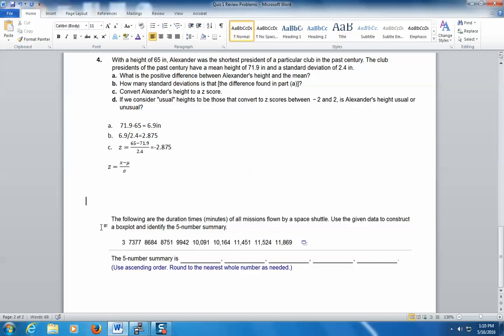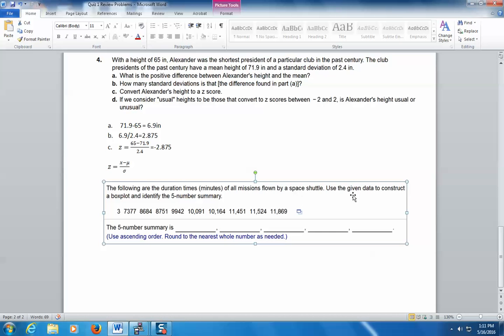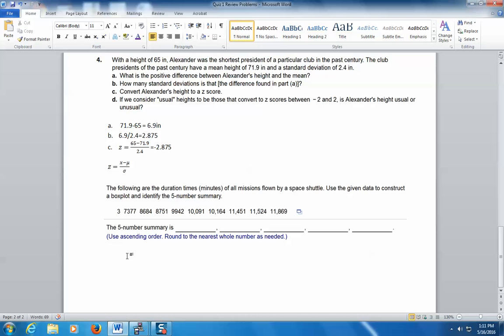Question number 5 says that the following are duration times in minutes of all missions, let me put this up here, all missions flown by a space shuttle. Use the given data to construct a box plot and identify the 5-number summary. So a 5-number summary starts with the minimum, the first quartile, the median, the third quartile, and then the maximum. So I already know that I have a minimum of 3 and I have a maximum of 11,869.